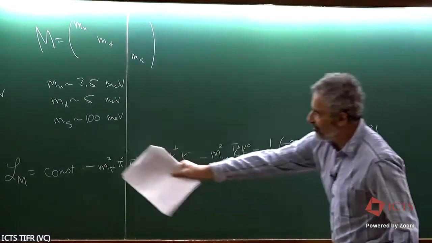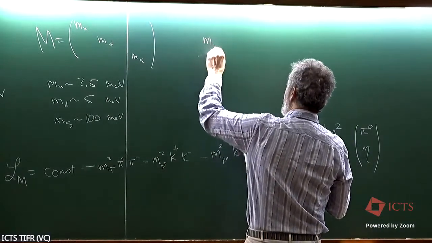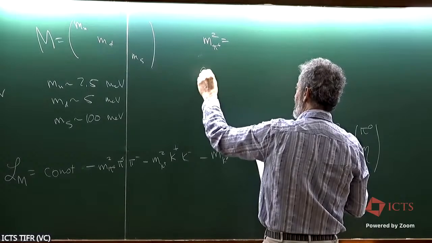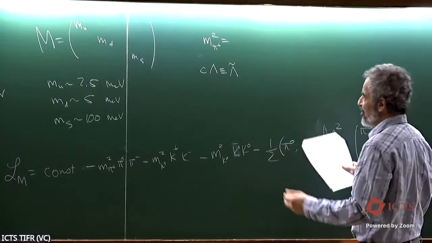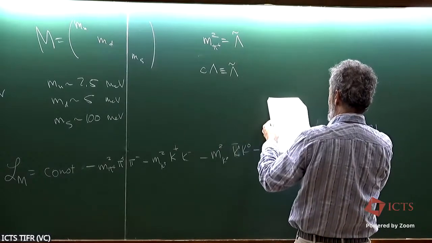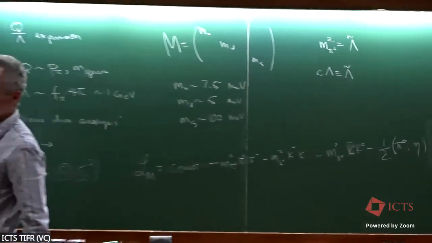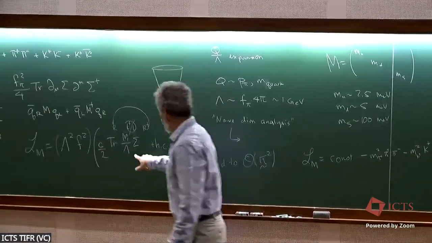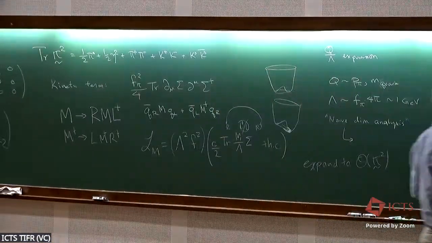And when you expand that, what you find is that m_pi+ squared is equal to, I'm going to define C lambda to be lambda twiddle, just an unknown parameter, an overall unknown parameter, times... now these F's are going to disappear because every time you have a pi, sigma comes with a 1 over F. So if you expand to order pi squared, the F's cancel. This lambda cancels one of the lambdas. C times the other lambda is lambda twiddle. So everything's proportional to lambda twiddle times quark masses.